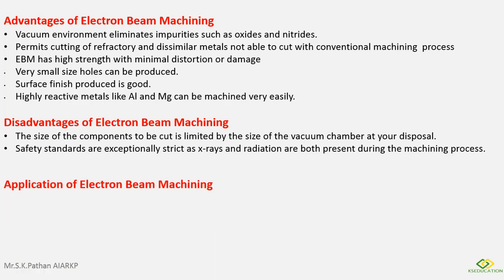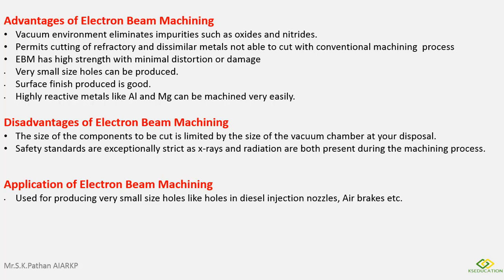Application of electron beam machining. It is used for producing very small size holes, like holes in a diesel engine and air brake. I already told you, this machine is used for creating very small size holes, and it is used for circular holes.